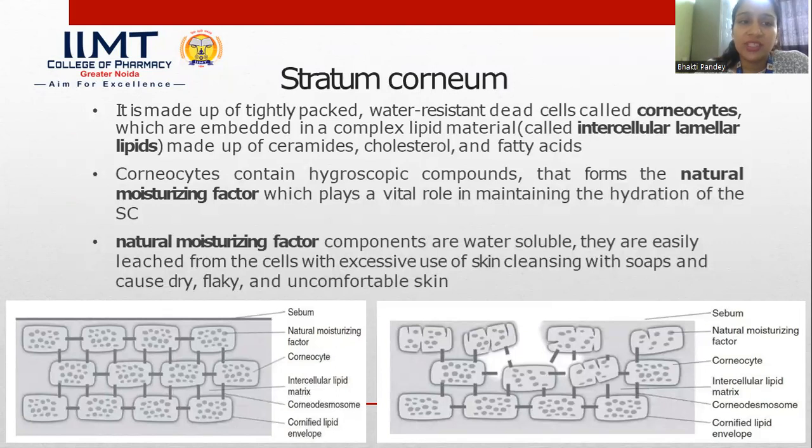The stratum corneum is basically made up of tightly packed water resistant cells which are embedded with a complex lipid material. That lipid material is basically known as intercellular lamellar lipids, which is made up of ceramides, cholesterol, and a few fatty acids. Corneocytes contain hygroscopic compounds that form the natural moisturizing factors which play a vital role in maintaining the hydration of our body, or we can say the outermost layer, that is the stratum corneum.